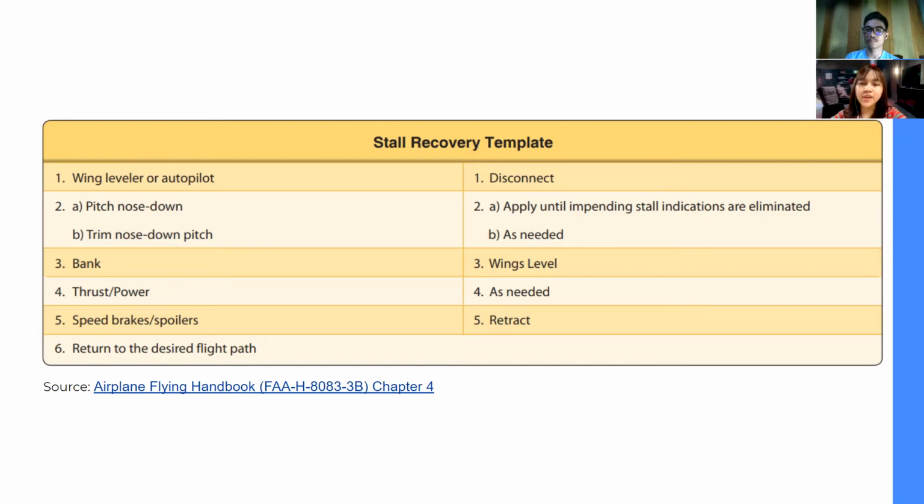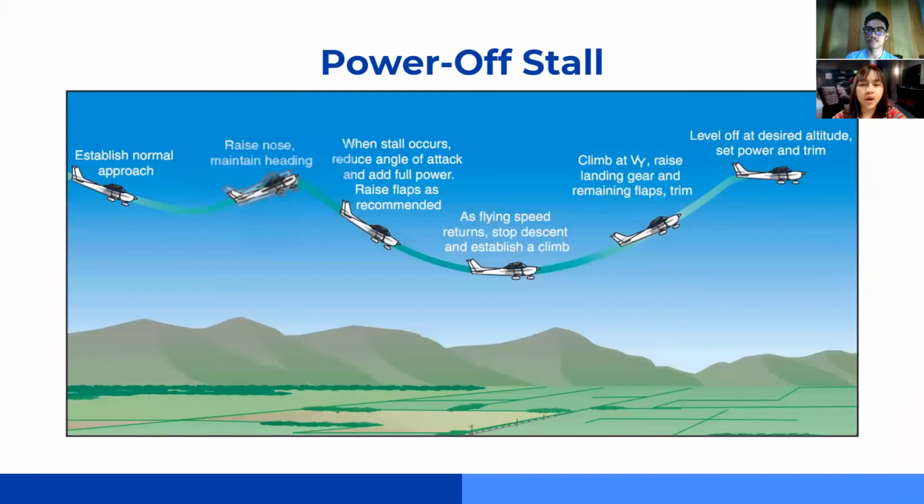Last and the final step is returning the aircraft to the desired flight path. Flight control movements should be done smoothly in order to avoid a secondary stall. Now, there are also principal maneuvers to practice stall recovery, but essentially follows the template discussed. First is the power-off stalls, which are simulated to practice the stall under low-powered conditions such as during a normal approach to landing.